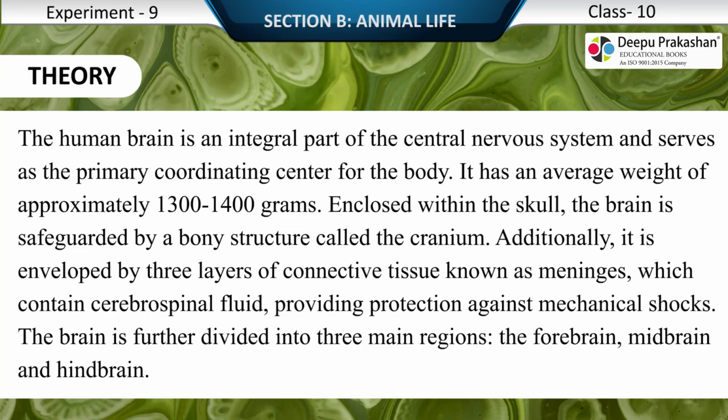The brain is safeguarded by a bony structure called the cranium. Additionally, it is enveloped by 3 layers of connective tissue known as meninges, which contain cerebrospinal fluid, providing protection against mechanical shocks. The brain is further divided into 3 main regions: the forebrain, midbrain, and hindbrain.